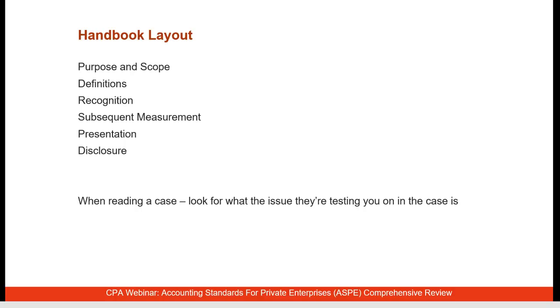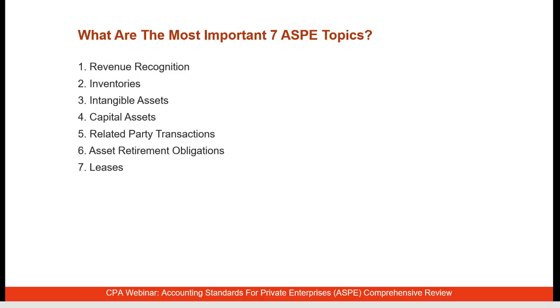Some people will just write, how should this be recorded? Or the issue is revenue recognition. And that's generally not specific enough. And today I hope to help show some of the ways writing goes about so you can see what that looks like. Okay, so what are the most important 7 ASPE topics?